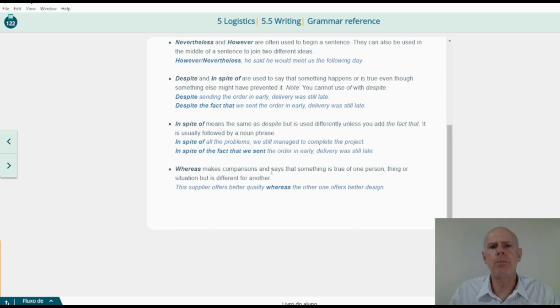Whereas makes comparisons and says that something is true of one person, thing, or situation, but is different for another. For example, here, look, this supplier offers better quality, whereas the other one offers better design. You see? Very nice.